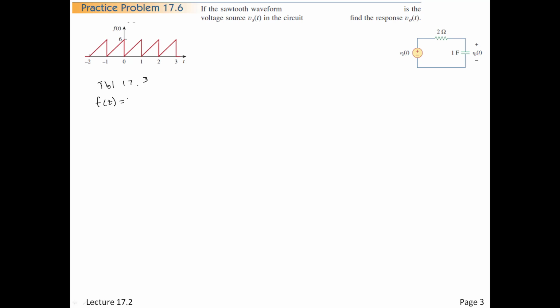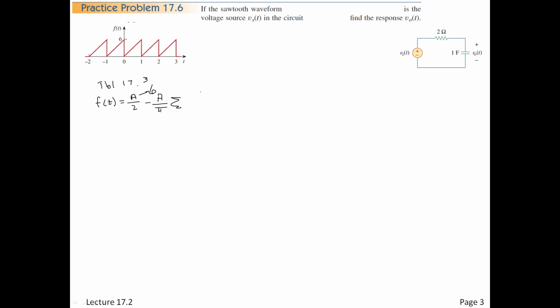And in this case, we're looking at this entry. It's A over 2, where A is the magnitude here. So in this case, A is going to be 6. This is probably a little different than the one that's actually in the 6th edition.